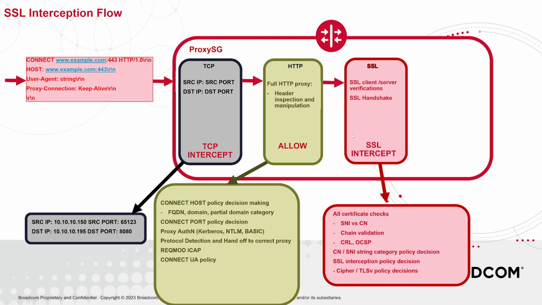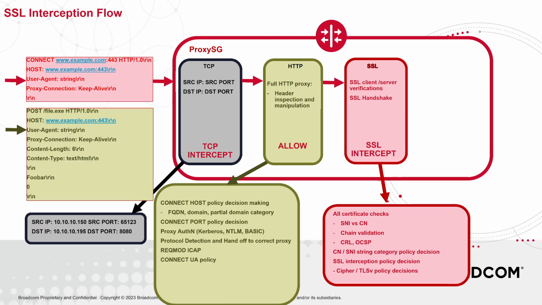Let's say that we do take the decision to SSL intercept because this is the SSL interception flow. So we SSL intercept. What happens next? Well, after the handshake is done, and now we're talking about the handshake between the client and the proxy, the proxy is going to see what comes next, and what comes next is the actual HTTP data now, the HTTP headers and the HTTP payload. So in this demo, I put here that this is a POST, and we are posting file.exe to that host.